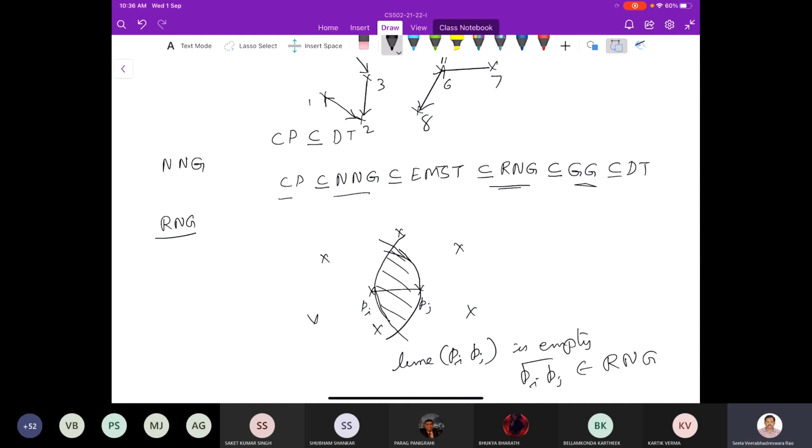How are you defining this lune? The lune between Pi and Pj is the intersection of two circles with radius equal to PiPj, whose centers are Pi and Pj.